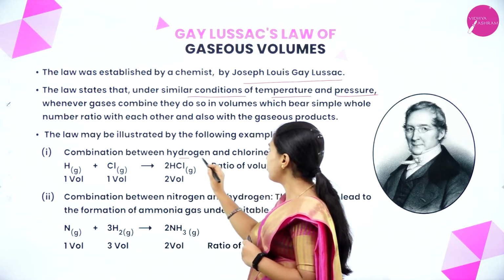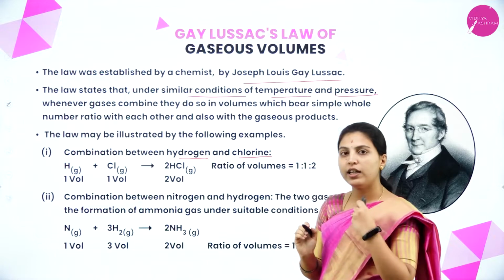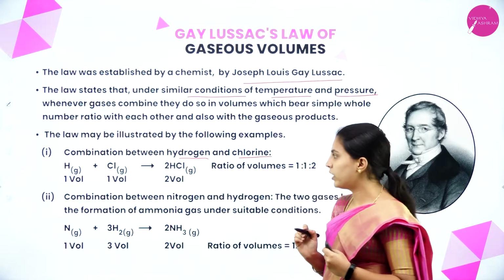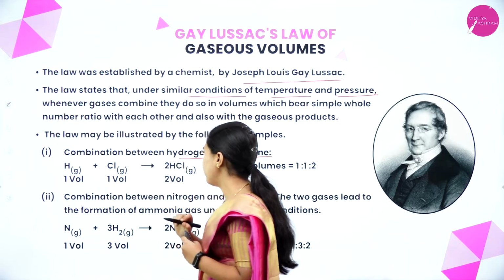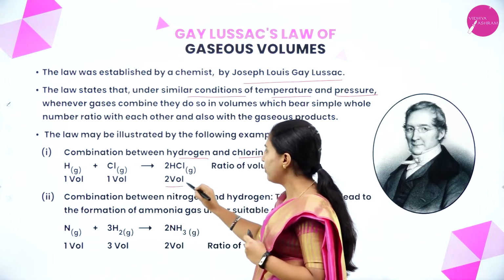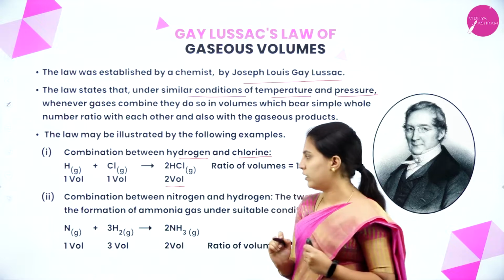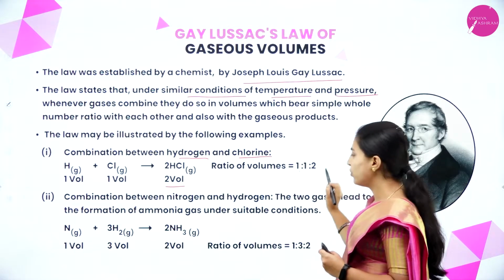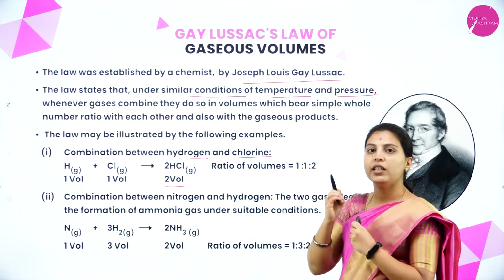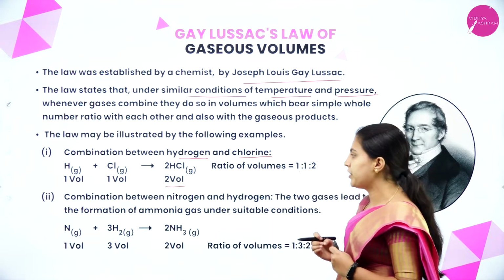Combination between hydrogen and chlorine. Both are gaseous molecules. See here, hydrogen and chlorine, one volume and one volume, will form two volumes of HCl, that is hydrochloric acid. The ratio of volume is 1:2. Here the volume changes.